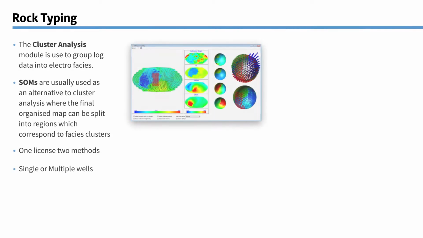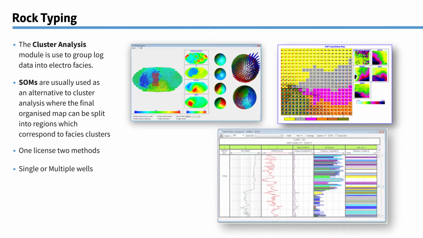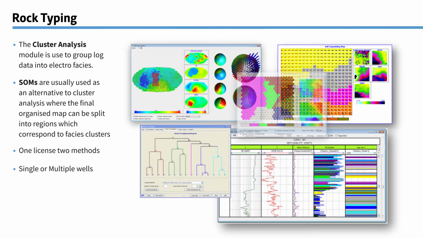So we talked about rock typing there. One of the applications for this is to create facies that could be imported into your mineral solver model. We've got two options here, so it's one license, but there's two different methods for rock typing. We've got cluster analysis, which groups the data into electrofacies, and then we've also got our SOM module, so that's self-organizing maps, and this is the one you can see up here.